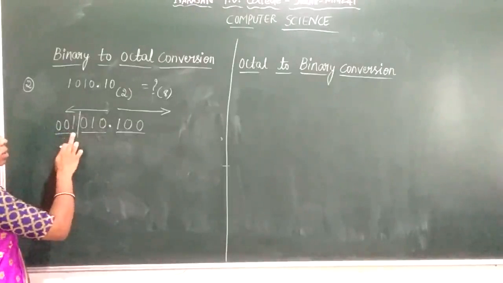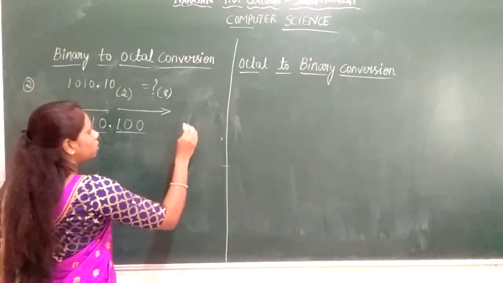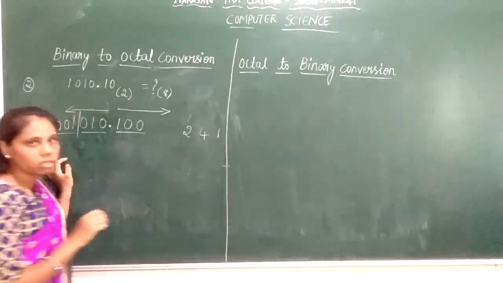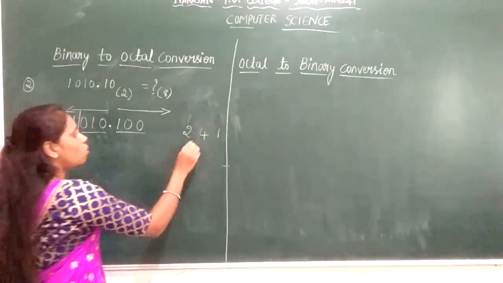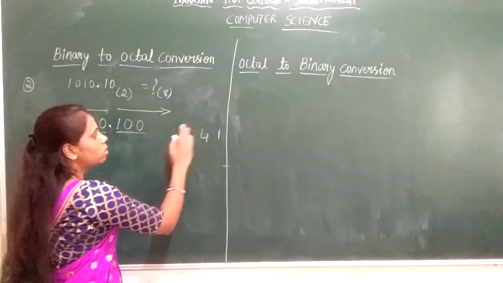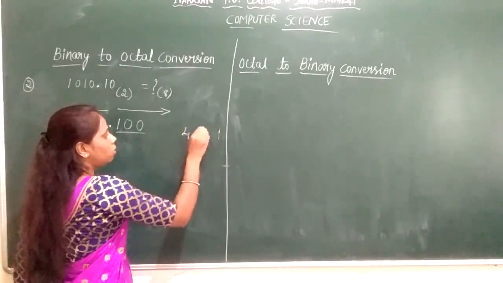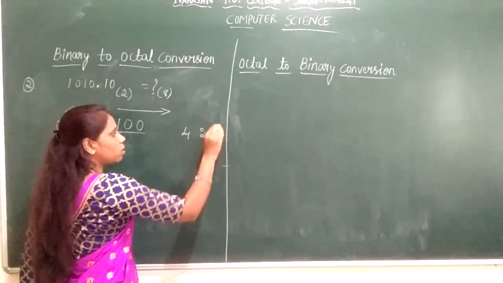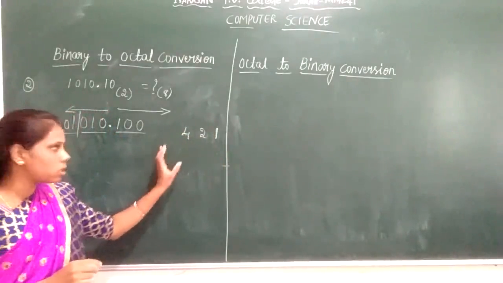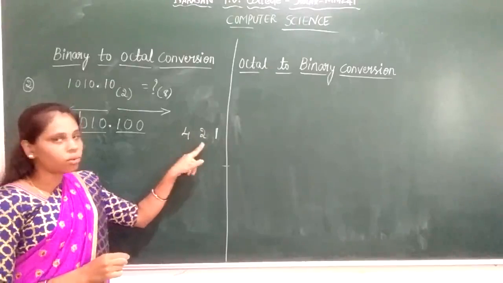Now what is 0 0 1? Again we will take 3 digits, that is 4 2 1. So now we have 0 0 1, and we have 4, 2 and 1. We have this code because in octal we have only 3 positional values, 3 digits.